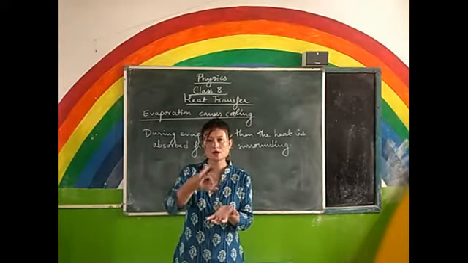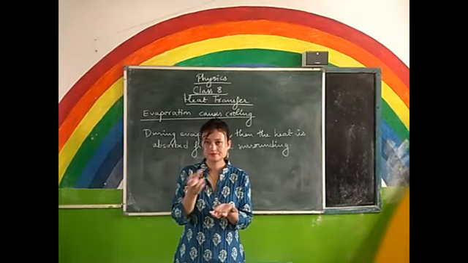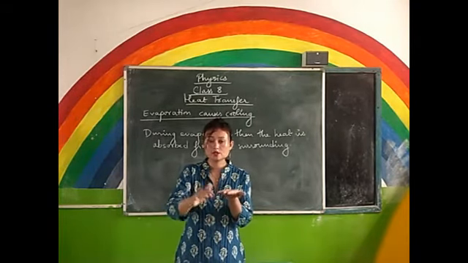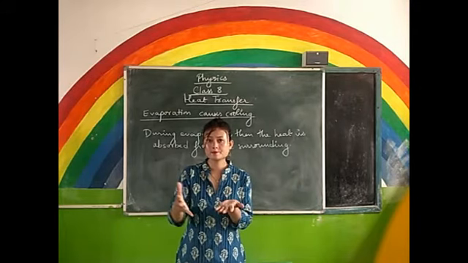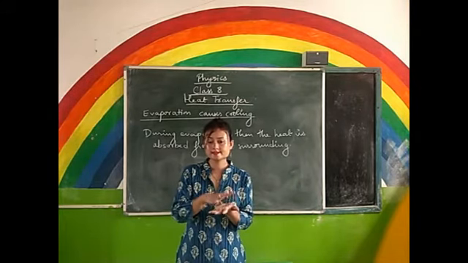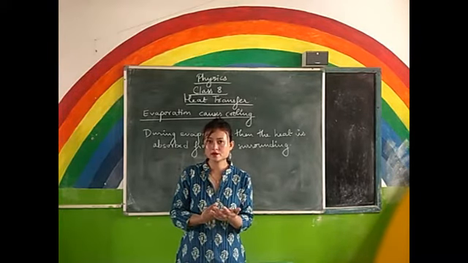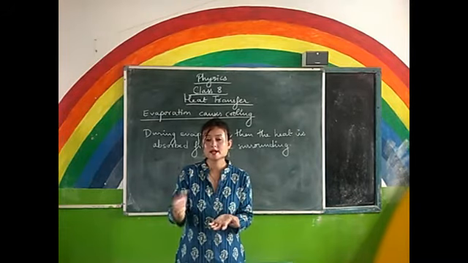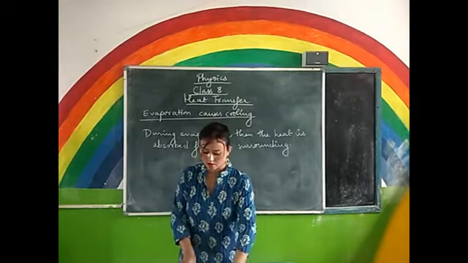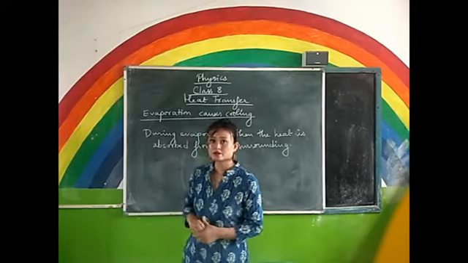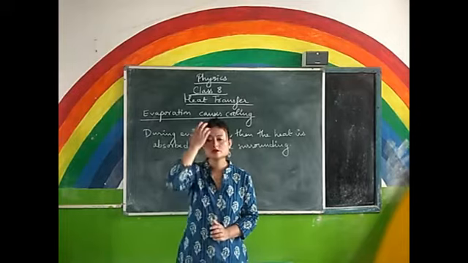So when you keep ice on your palm, the ice melts, isn't it? You've seen that. And when you keep water on your palm, the water will vaporize, giving a cooling sensation to your hand. And where does the water get the heat from? To change state, it absorbs the heat from the palm. So that is why evaporation causes cooling. I hope it's clear to you.